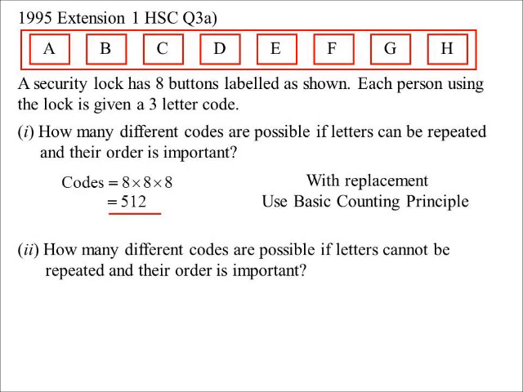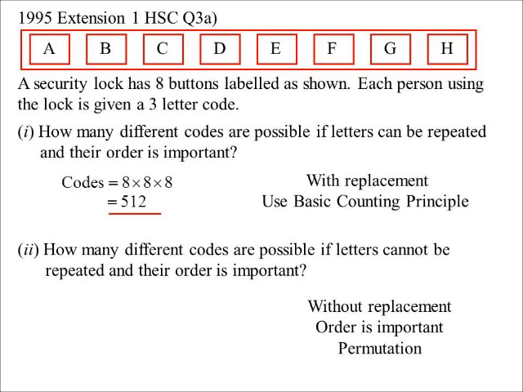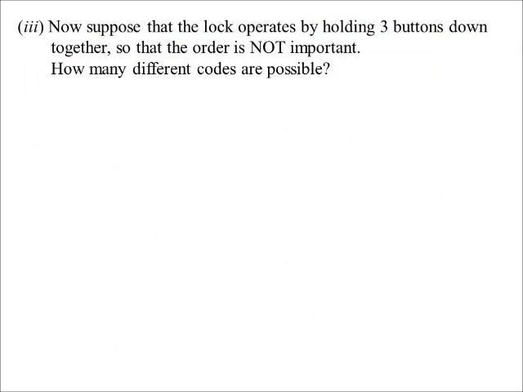How many different are possible if they can't be repeated? So maybe the order is important, but the button stays down when you press it or something like that. So you've got to have different letters. So now it becomes a permutation. So 8P3, could have still used the basic counting idea. Could have gone 8 times 7 times 6, because that would give me the same value as 8P3. 336.